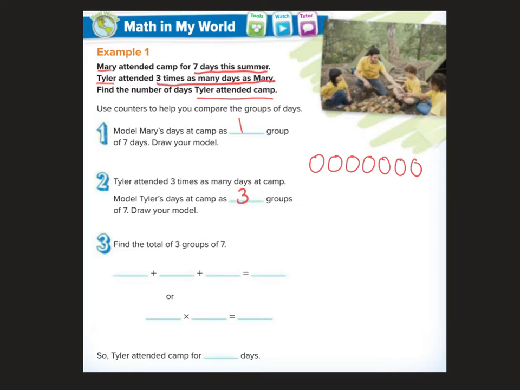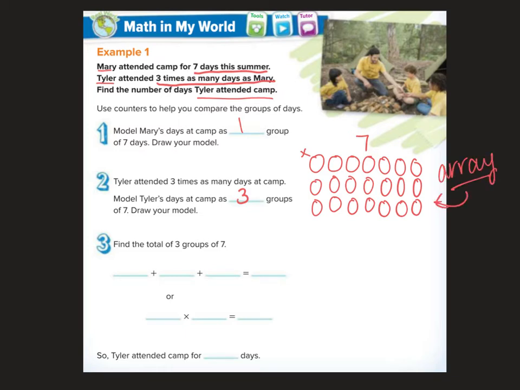So if I could copy and paste this, I would. I don't think I can, so I'm just going to copy them. Okay, so this would be 7 times 2. I need to do one more row. 4, 5, 6, 7. Here's my array. Here's my array here of 3 times 7.